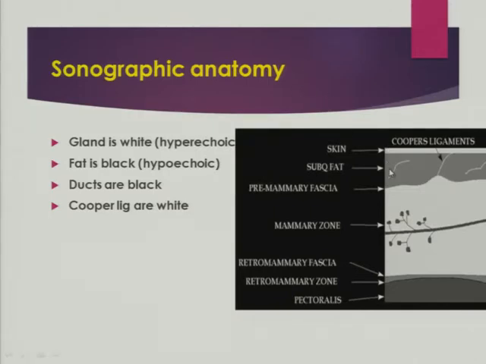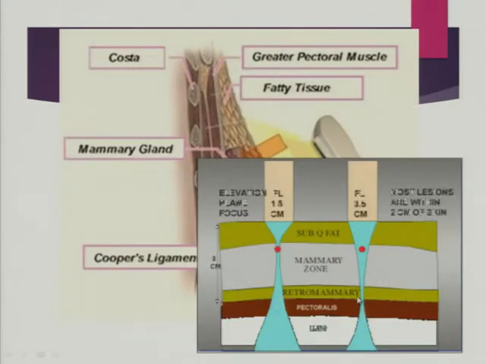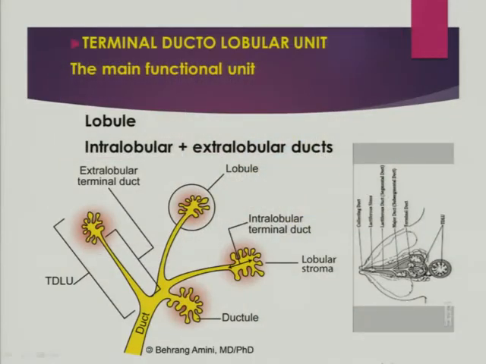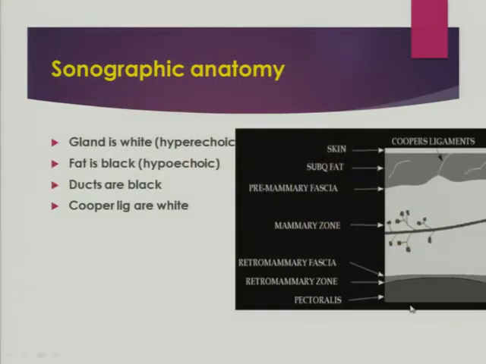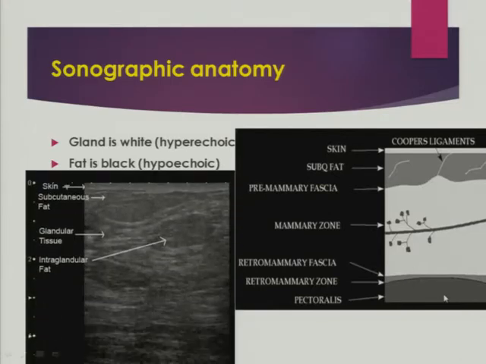So we have the skin, subcutaneous fat, the breast tissue, that means the glandular and the stroma one. Then we have the retromammary fascia, the retromammary zone, and then the pectoralis major. And this is how it looks in ultrasound. We have the skin, the subcutaneous fat, the glandular tissue, the intraglandular fat lobules. The glandular tissue is hyperechoic. It comes out white, and the black lobules between it are fat.